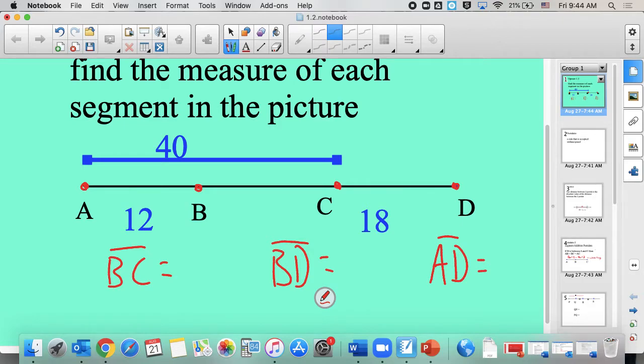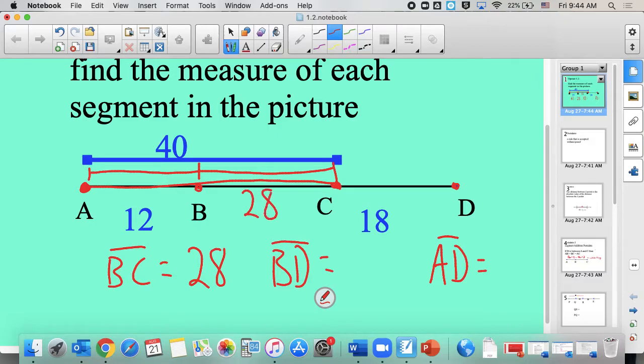Taking a look at the way this works, if we know that AC, this piece here, is 40 units long, and the portion on the left from A to B is 12, then the portion on the right has to add up to get us our 40. So 40 minus 12, we get our 28. So BC is 28.